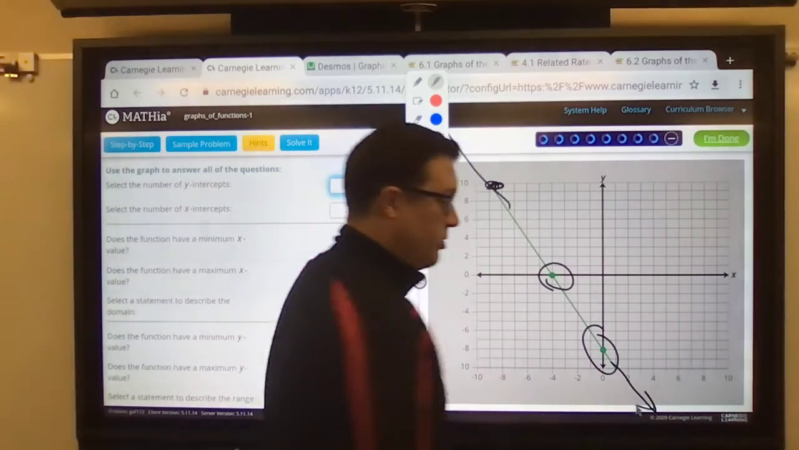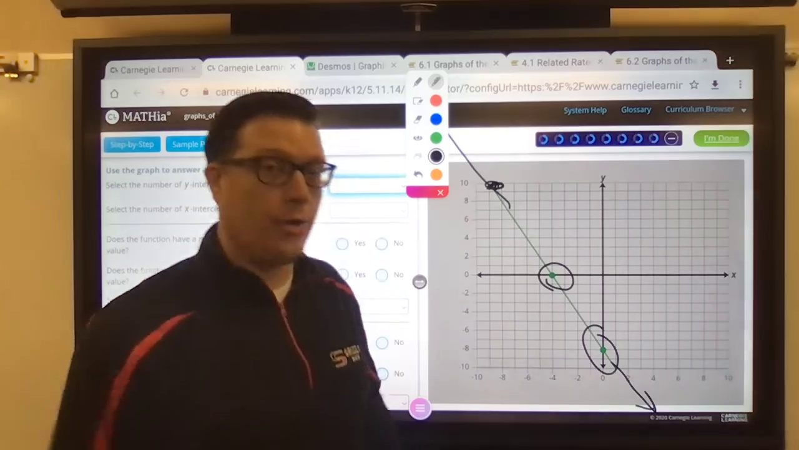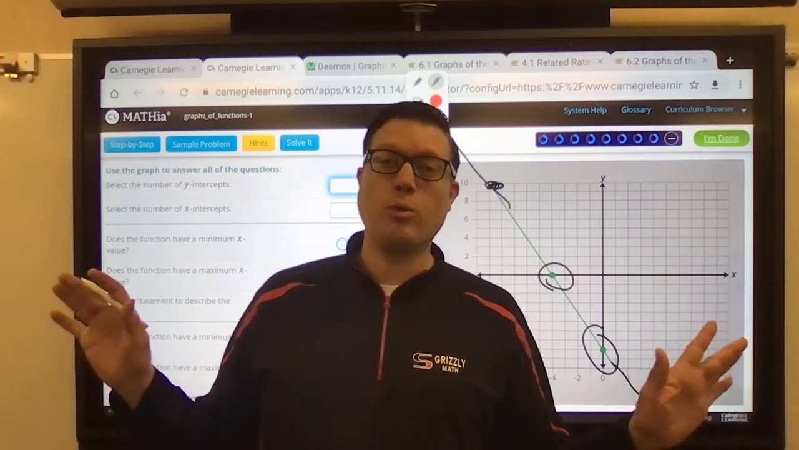Same thing, the graph is going to, in essence, with nothing to tell us that it's going to stop, like a dot on the graph, keep going forever to the left. So the domain, all real numbers.